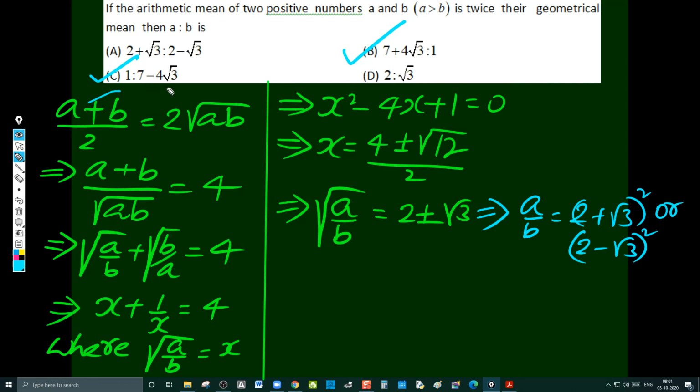Sir, A is greater than B, so okay, the ratio should... That's okay. What is the value of 4 root 3? Just check it out. 4 into 1.7 is 6.8, approximately 6.92. So A will be greater than B obviously. In this case also it satisfies. So both A and B and C are correct. We have to check for A now. A, please.